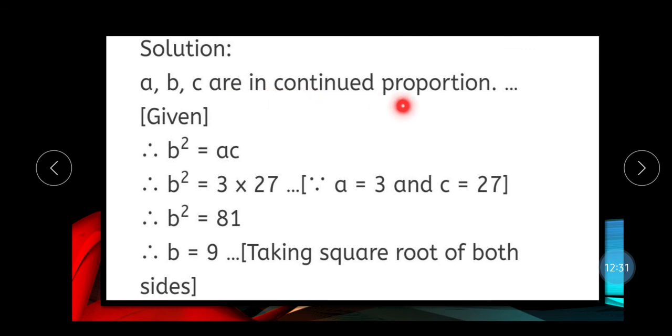A, B, C are in continued proportion. It is already given. Therefore, B square is equal to AC. Let us substitute the values. B square, we will keep it as it is, equal to A is 3 and C is 27. Therefore, B square is equal to 3 into 27. The values are already given in the question. Therefore, B square is equal to 81. Taking square root from both sides, we get the value of B as 9. So, the value of B is 9.